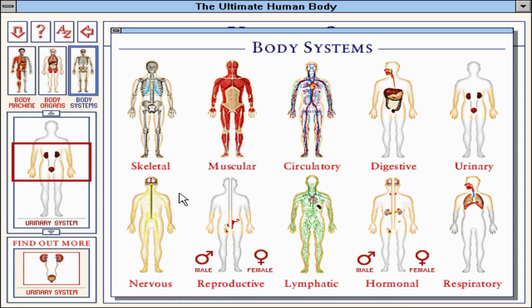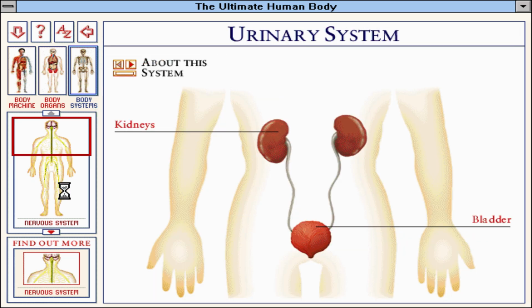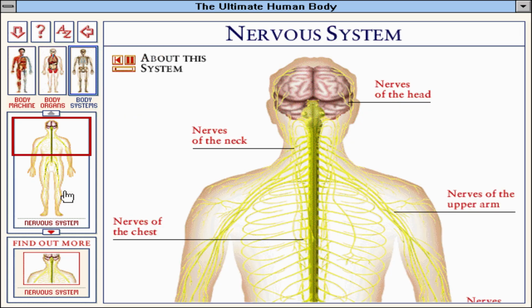Body systems. The nervous system consists of the brain, the spinal cord, and millions of nerve cells. Together they form a complex network through which messages or nerve impulses are carried from one part of the body to another. In this way, your nervous system controls most of the body's activities.